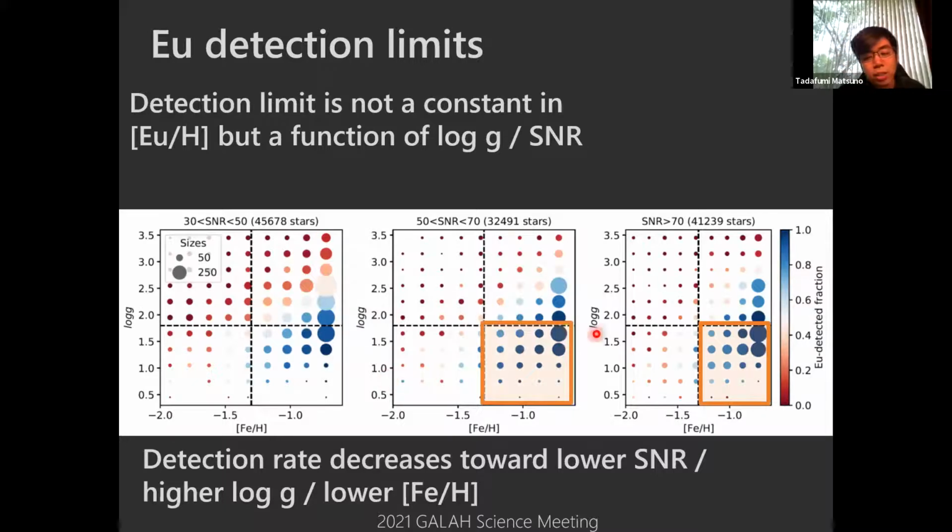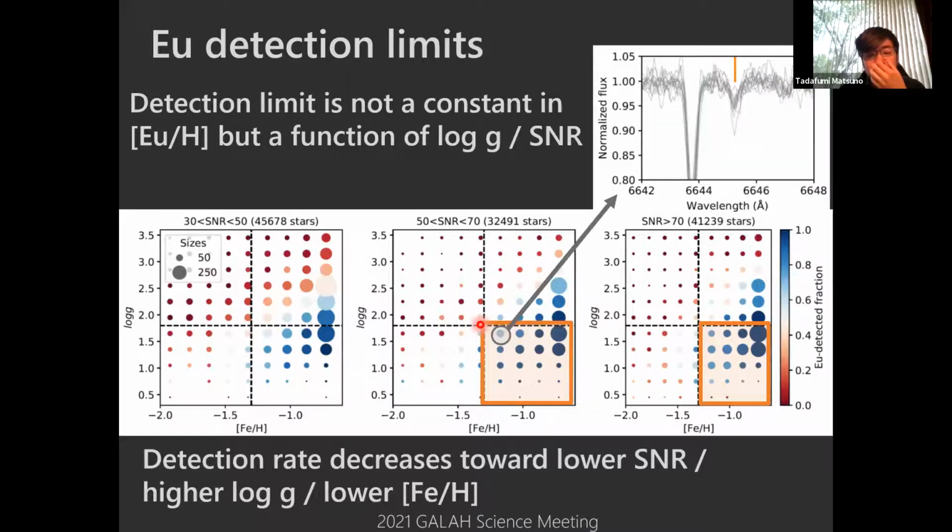So we decided to focus on this range because we don't want our distribution of europium abundance to be affected by this detection limit. We actually checked the spectra of stars in this bin, which is close to the edge of the selection box. And as you see here, the detection of the europium line seems to be quite robust. So we are quite confident that the reported europium abundances are reliable, at least in the range we focus on.